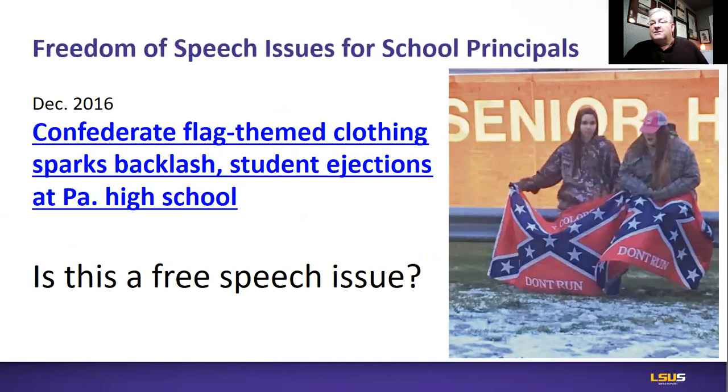So is this a free speech issue? Absolutely it is. Does the school have the right to regulate speech? The school does have the right to regulate speech when it becomes a disruption in school. So you just have to be very careful about interfering with someone's rights immediately. But if it becomes disruptive, then absolutely you can regulate that.